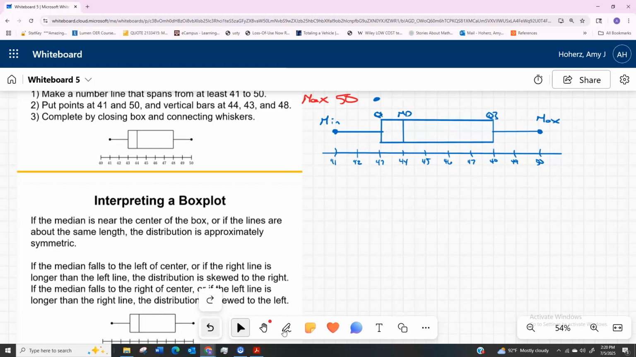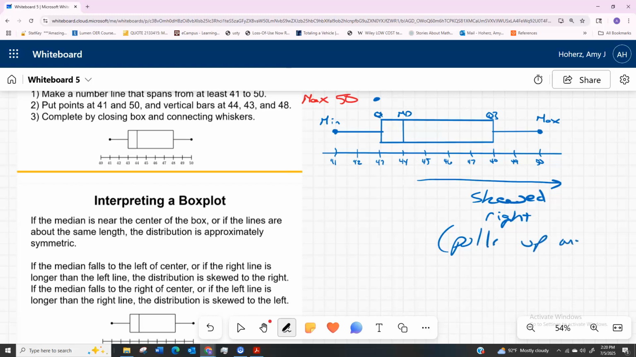Well, what that indicates is that because it's to the left of center, the distribution is actually skewed right. In other words, there's data that kind of drags out to the right, and so that pulls up the mean away from where the median is. So this data is more spread out to the right, which means that the data would be skewed to the right, whereas to the left, it is more compact.